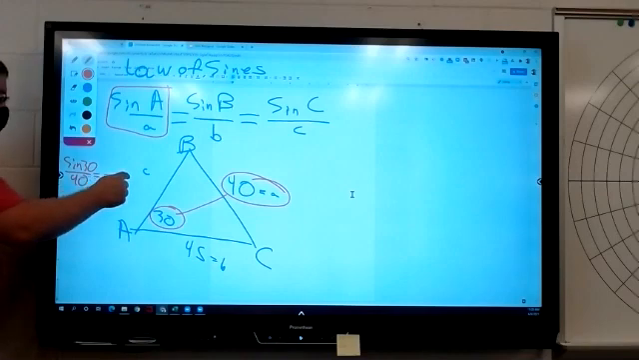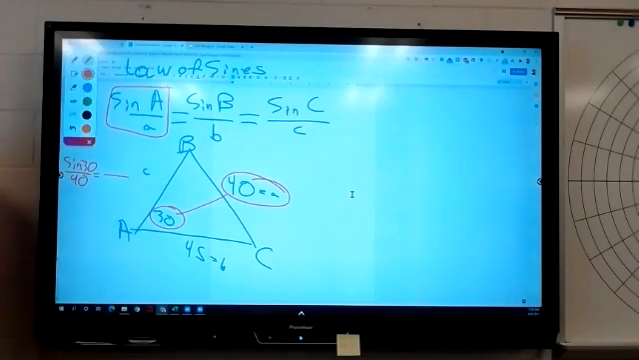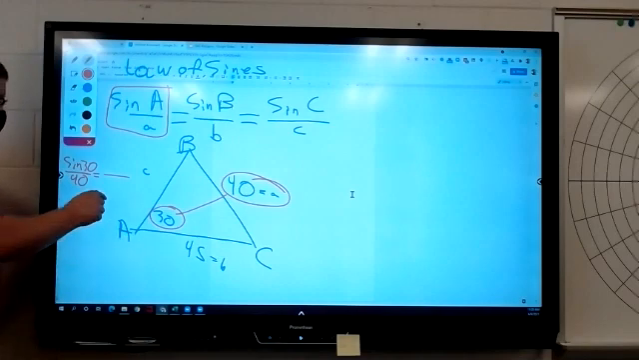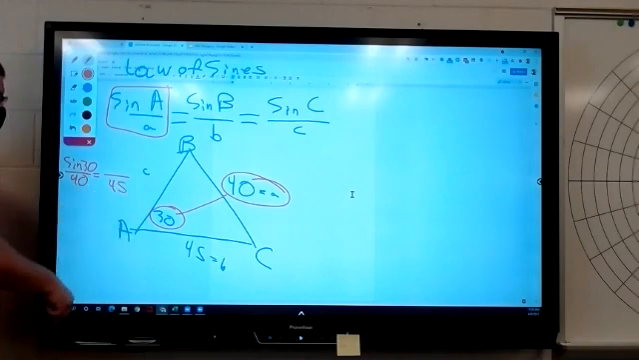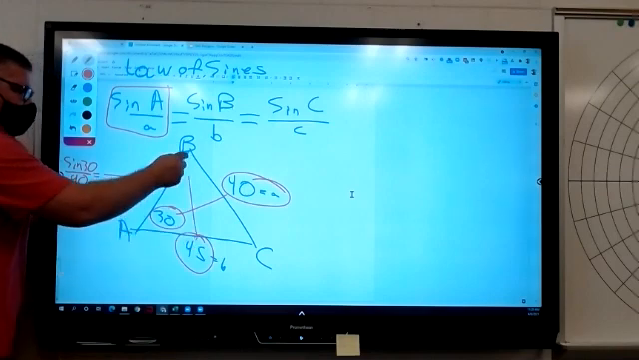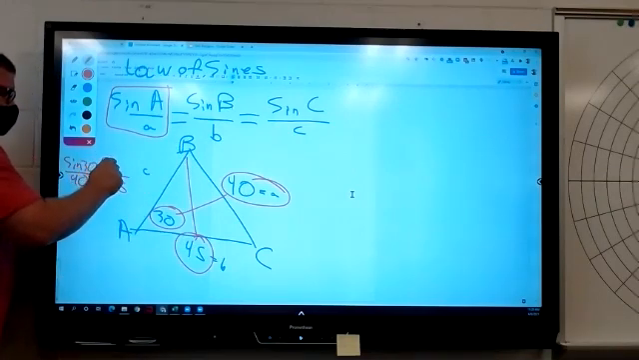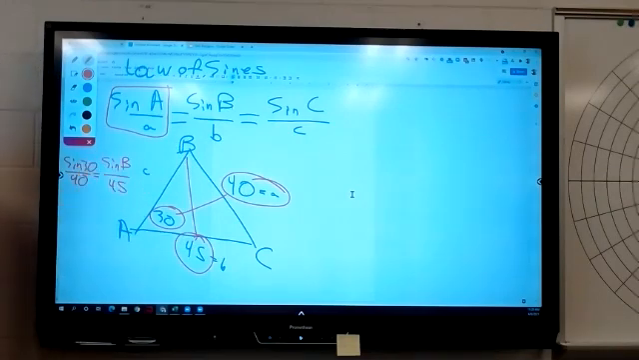Now, I need to make another pair. Well, I don't have any more total pairs. What's the other thing I do know? B. I do know a little b here. That's the 45 side. What don't I know? Angle B. So can I say sine B over 45? How many variables are left in this problem? Just one.